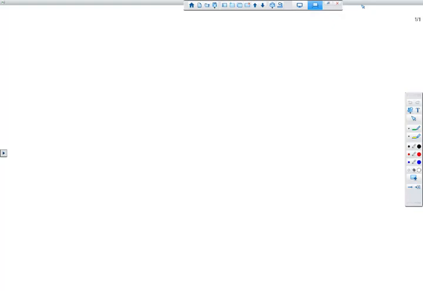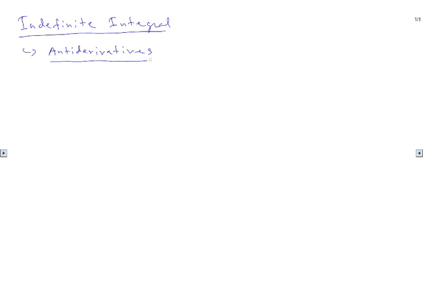Hello everyone. In this section, we're going to learn about the indefinite integral. Actually, we learned about the indefinite integral earlier, even though we didn't use the name. You remember antiderivatives, derivatives. So those are the indefinite integrals. It's just a new name. So antiderivatives we call indefinite integrals.